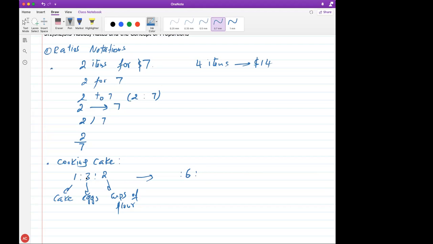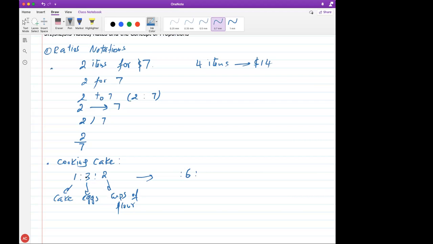Let's say you happen to have 6 eggs and you want to figure out how much of the other ingredients you need. So if you have 6 eggs, how many cakes will you be able to make and how many cups of flour will you need based on this? 2 cakes and 4 cups of flour.